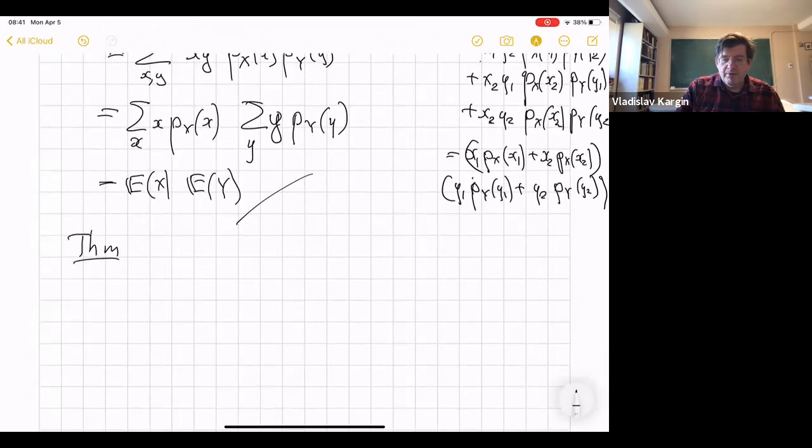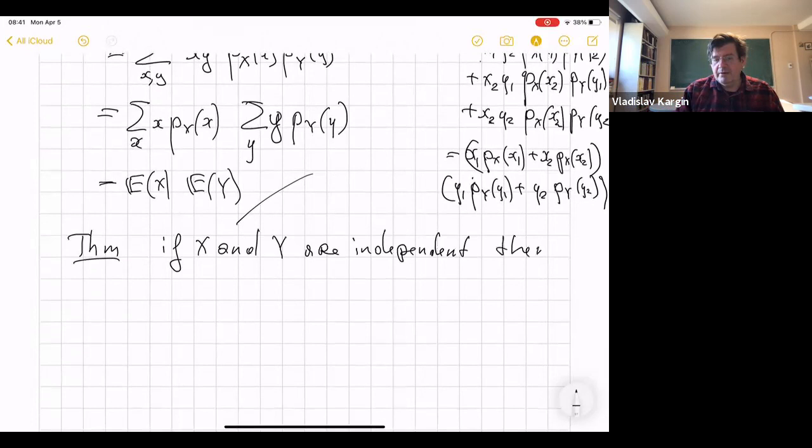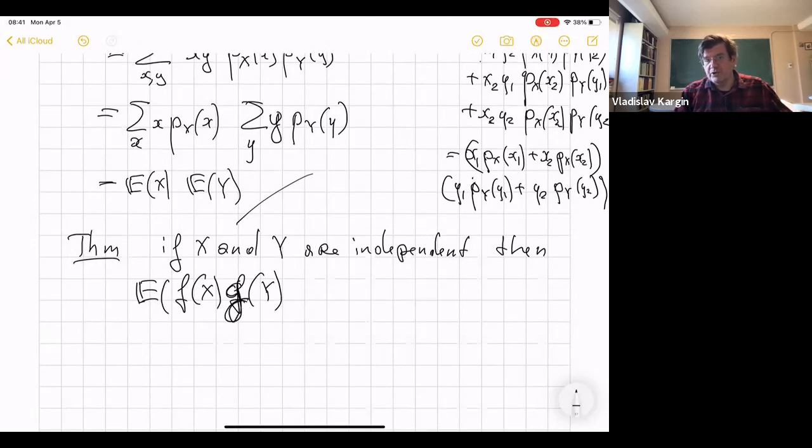Another theorem, which is even more powerful, says that if X and Y are independent, then the expectation of f of X multiplied by g of Y, where f and g, as in the first theorem, are just some two functions, which I skip in this formulation, is equal to the product: expectation of f of X multiplied by expectation of g of Y.